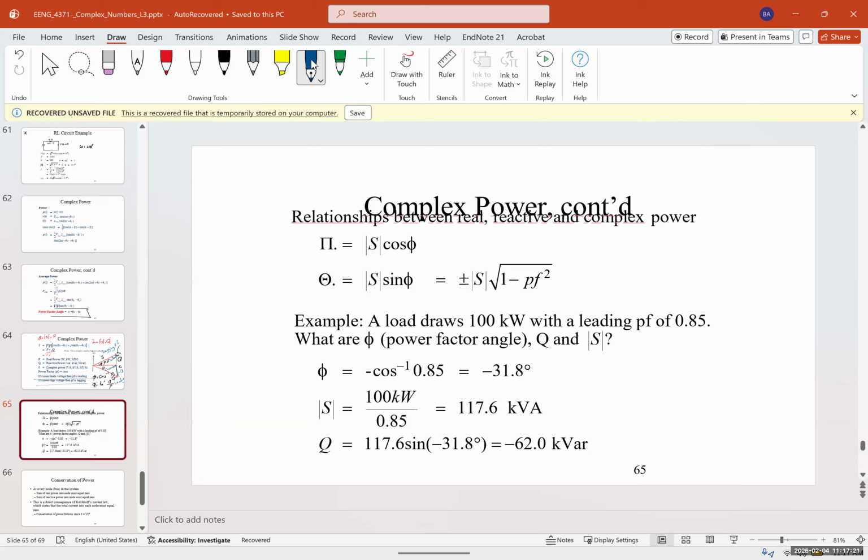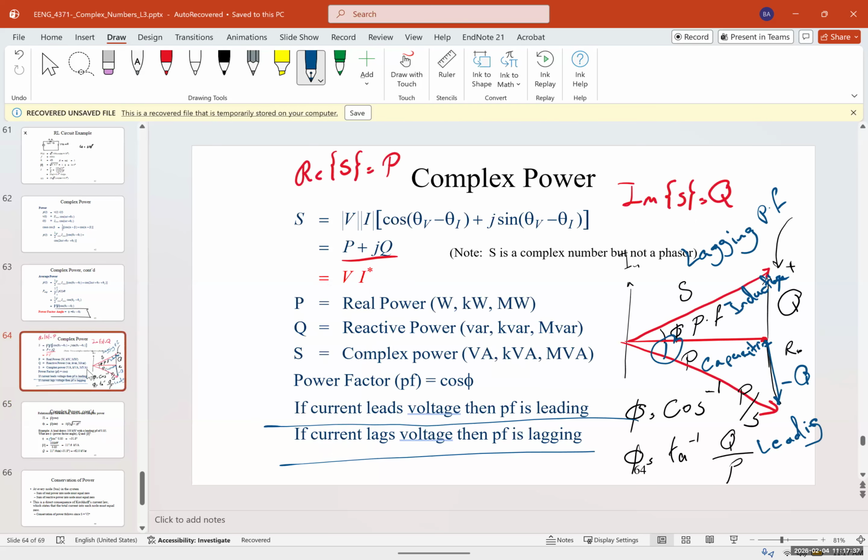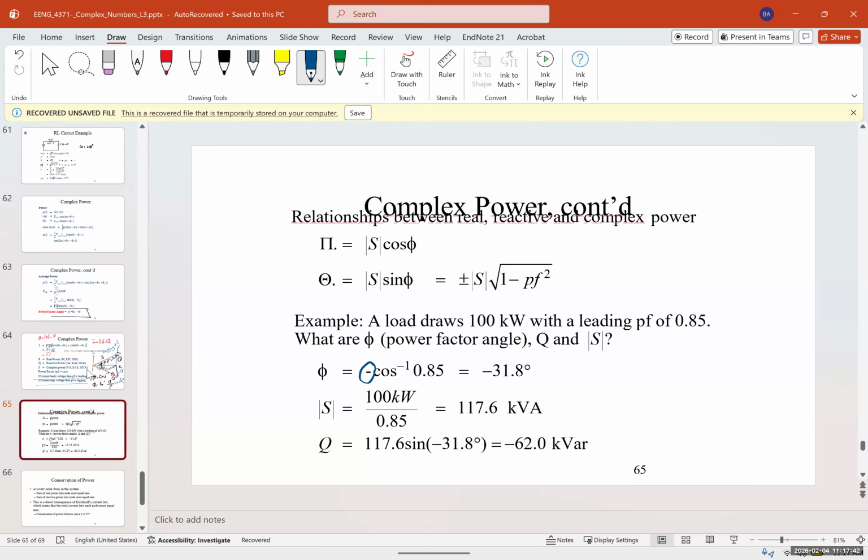So phi is going to be negative cosine inverse of 0.85. Why did we put negative here? Yes, it's leading. Theta or phi here is negative, so we have a leading power factor. That's the reason we put negative 31.